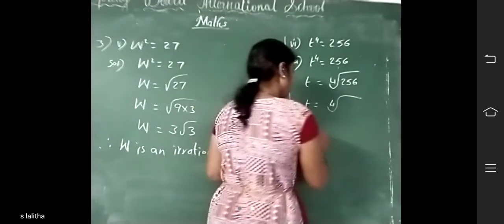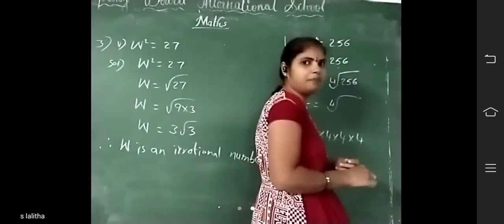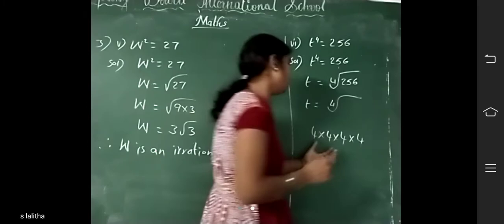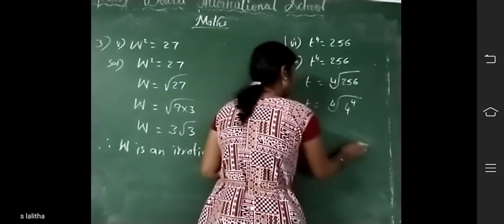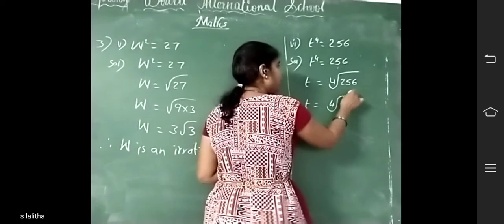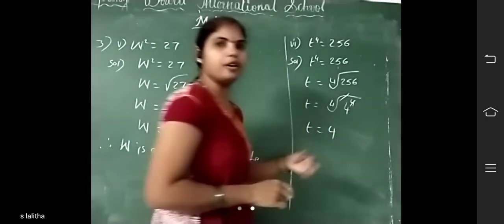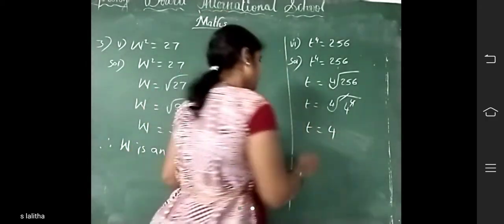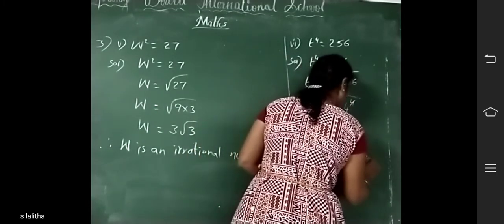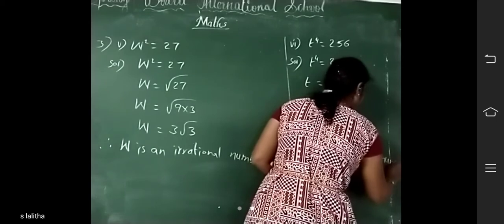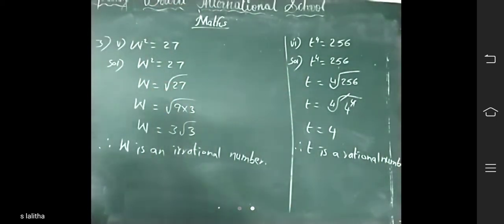How can you write it? 4, 4, 16. 16, 4, 64. 64 into 4, how much? 256. So 4 will be repeated 4 times. So 4 power 4. Now see here, 4 and the 4th root will cancel. So what is the answer? T is equal to 4. So 4 is a rational number. Therefore, T is a rational number.